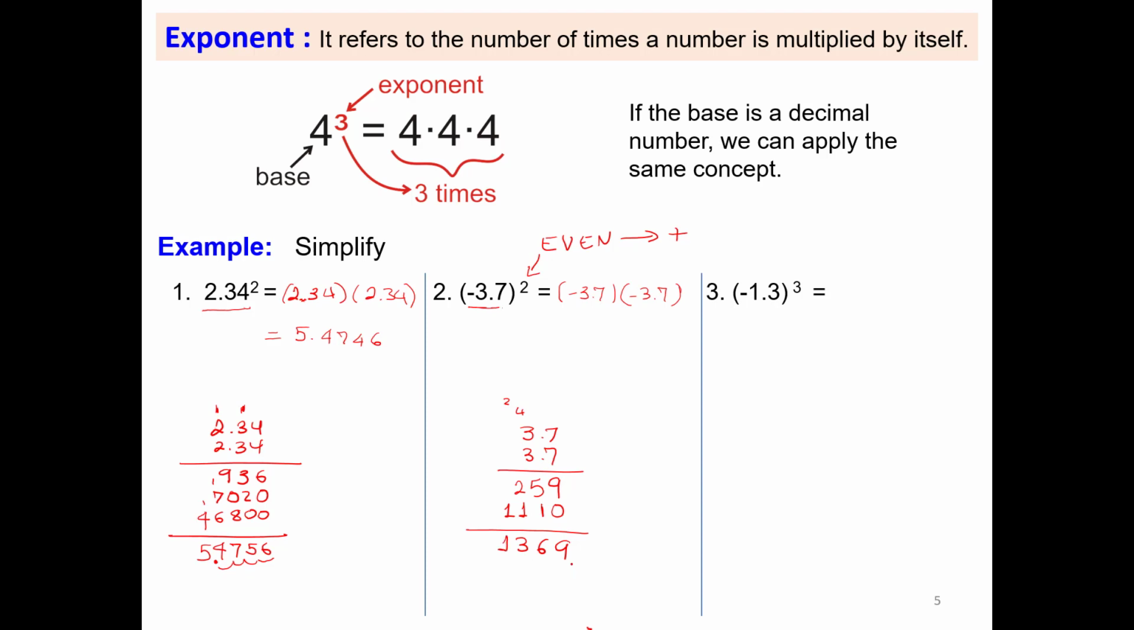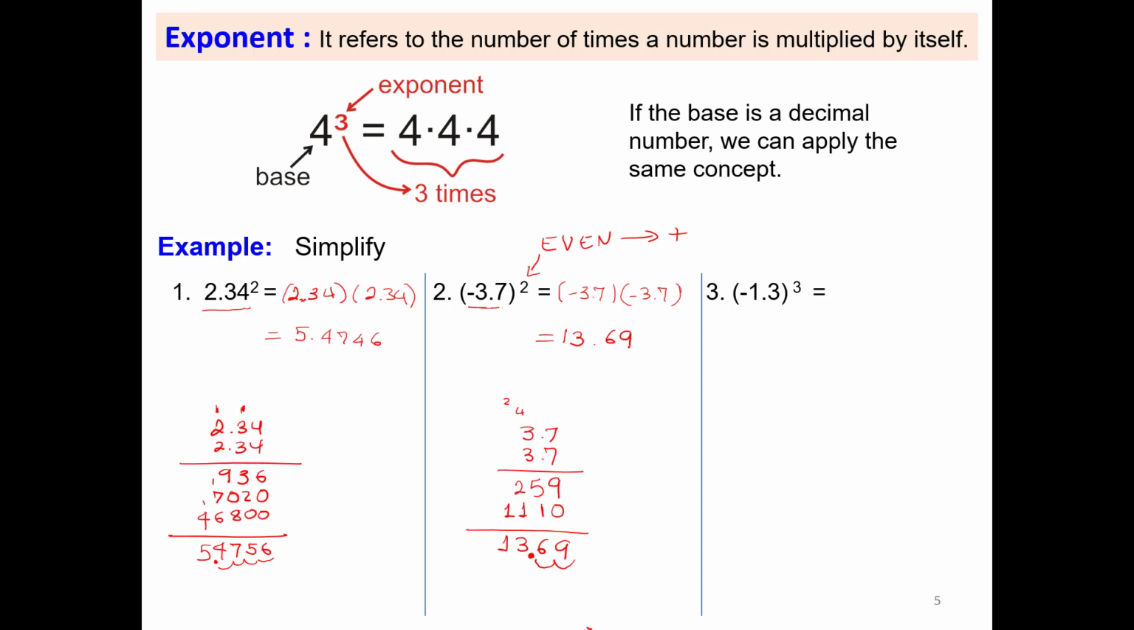Now we need to take care of the decimal places. How many decimal places we need to move here? Where is the decimal point? Then 1, 2 decimal places. Then the decimal point should be right over here. Then the answer is positive 13.69. And this is the right answer.